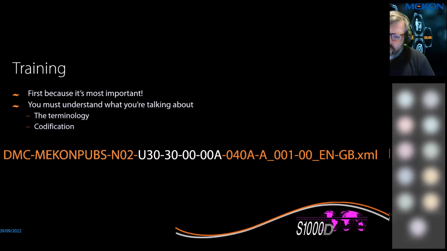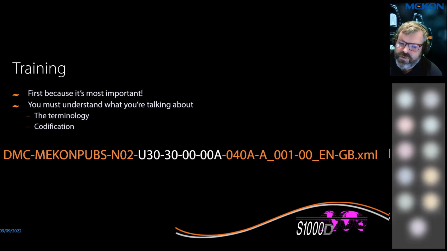If I move on to the next bit, the U30300000A, lots of zeros there, and there's a good reason for that. This part in the middle is known as the SNS, the standard numbering system. If any of you have worked in ATA 100 or ATA iSpec 2200 in the past, then this is actually the same codification system as used in iSpec. But S1000D have taken it and provided various options that you can use, managed ones that have already been designed for you. If you are doing a completely different type of project, you can design your own.